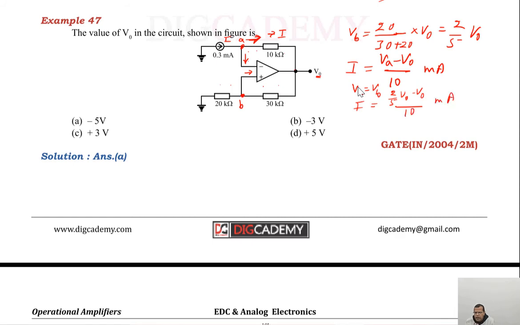And you know what is I? That is 0.3 milliamperes. So 0.3 is equal to minus 3 by 5 into 10 into V naught. So this gives V naught how much? V naught will be equal to minus 5 volt. So this is your answer. So that is how we can solve this circuit.